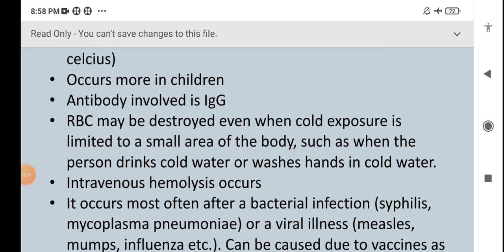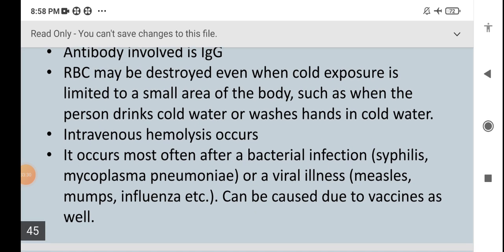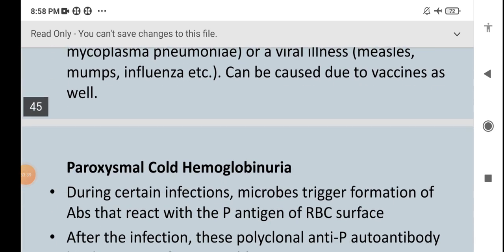Intravascular hemolysis occurs. It occurs most often after a bacterial infection, syphilis, mycoplasma pneumonia, or a viral illness: measles, mumps, influenza. See, such patients, it's a very tricky situation. Hemolysis, breakdown of RBCs, whenever they drink cold drinks. Very bad even to think about in such patients. It can be caused by vaccines as well, cold vaccines, the refrigerated vaccines also.